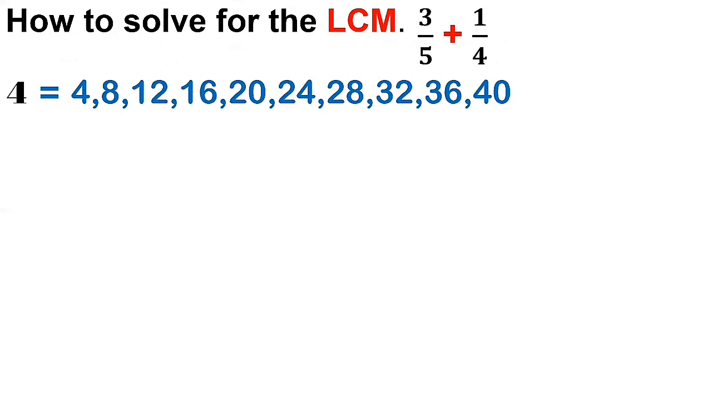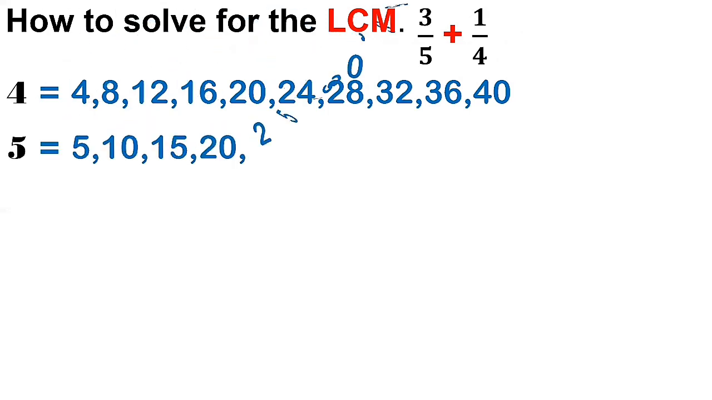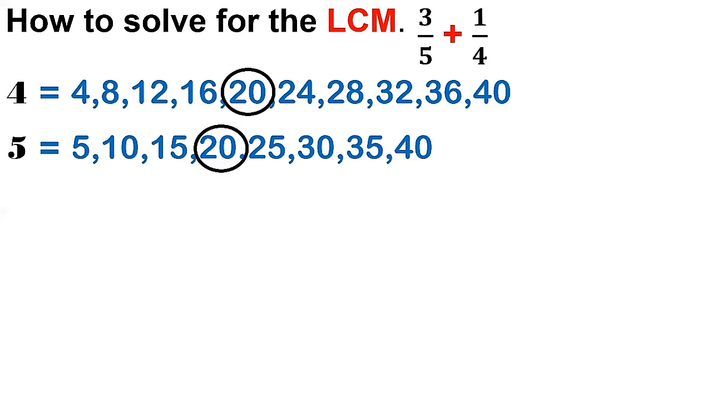And of course, what are the multiples of 5? We have 5, 10, 15, 20, 25, 30, 35, 40, and so on. Now, what are the numbers that you can see in the multiples of 4 and 5 that are the same? Very good. We have 20 and 20. Another number. Can you see more? Okay, we have 40 and 40.